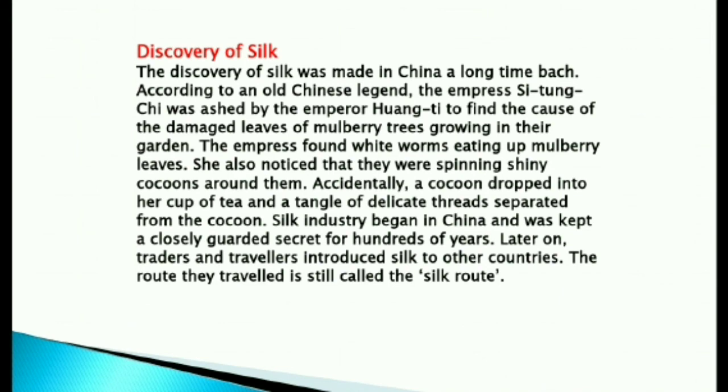Discovery of silk. The discovery of silk was made in China a long time back. According to an old Chinese legend, the Empress Si-Ling-Chi was asked by the Emperor Huang Ti to find the cause of the damaged leaves of mulberry trees growing in their garden. The Empress found white worms eating up mulberry leaves. She also noticed that they were spinning shiny cocoons around them. Accidentally, a cocoon dropped into her cup of tea. A tangle of delicate threads separated from the cocoon.